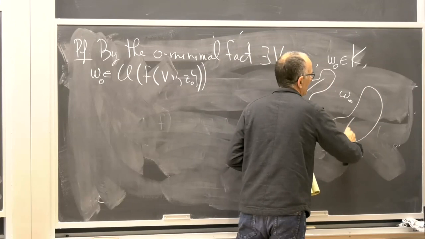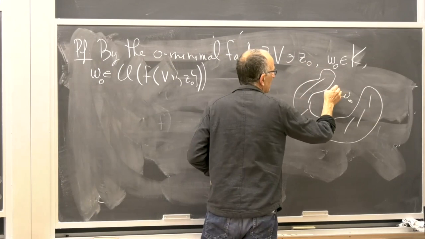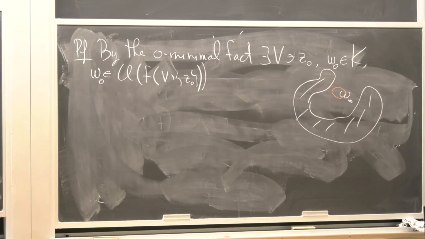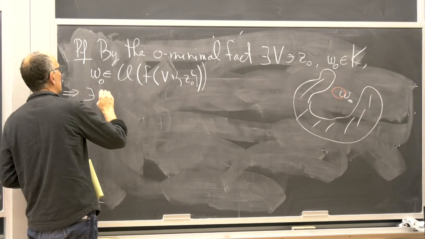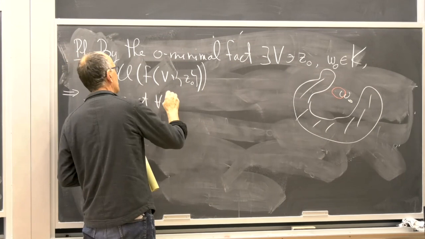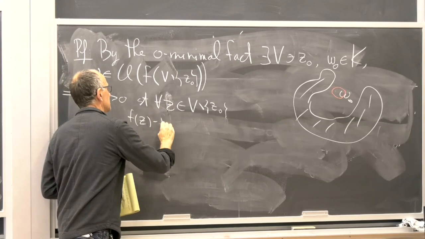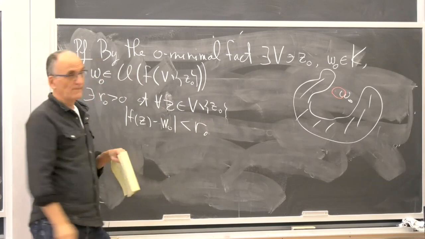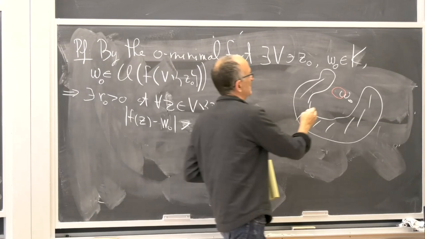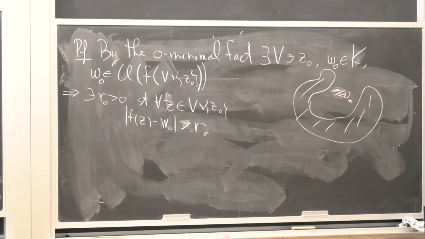But this means that you can find a radius around W0 such that no point in the image of F goes into it. So there is some R0 greater than zero in R such that for every Z in V minus V0, the absolute value of F of Z minus W0 is greater than R0. Sorry, it's greater. We stay away from this. This is R0, the distance from W0. So now we look at an auxiliary function again.